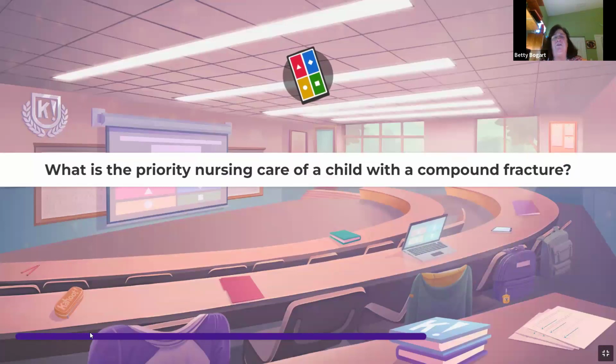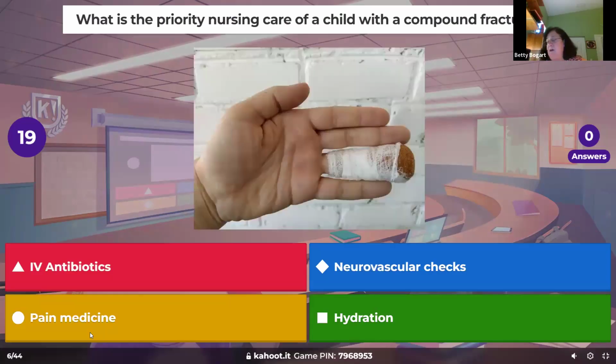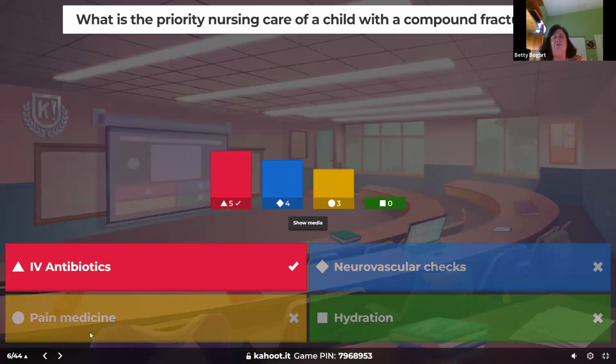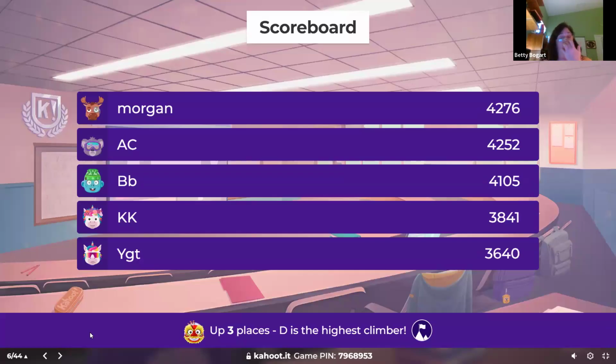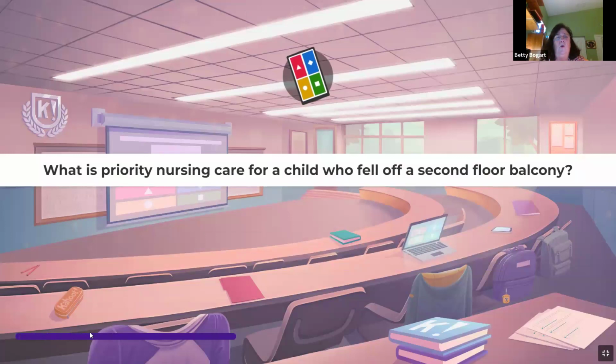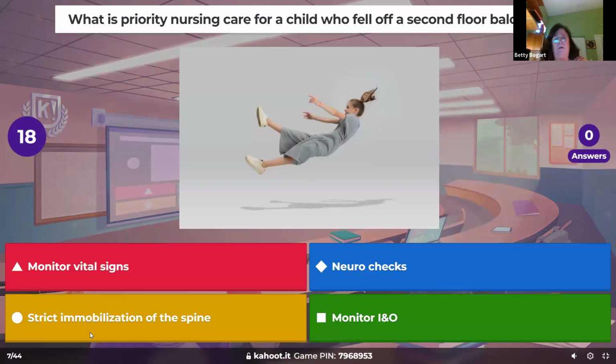What is the priority nursing care of a child with a compound fracture? Compound fracture, open fracture, the bone sticking out. It's all about infection. IV antibiotics. Now, are you going to give pain medicine and do neuro checks? Absolutely. But priority, prevent infection. You don't want osteomyelitis.